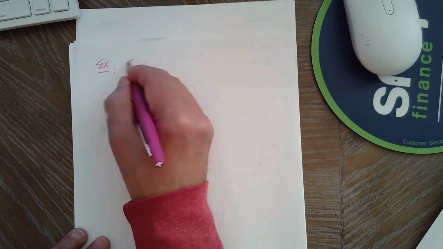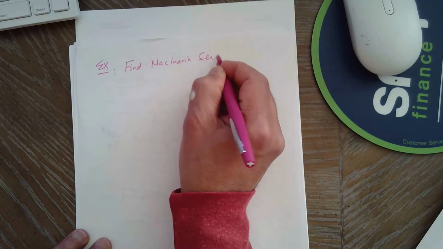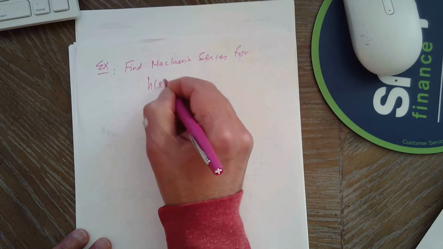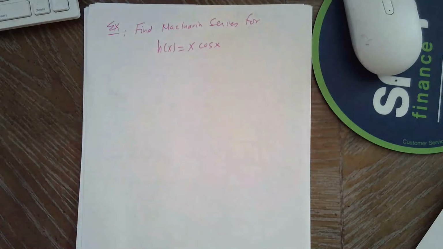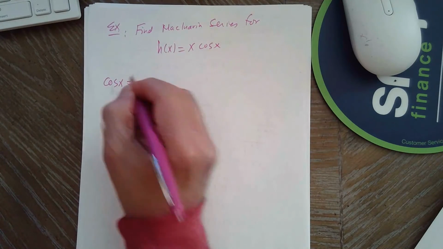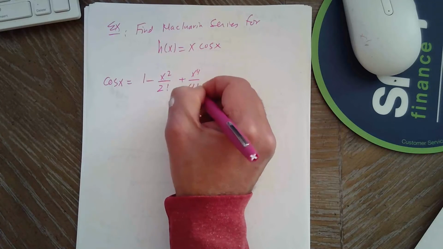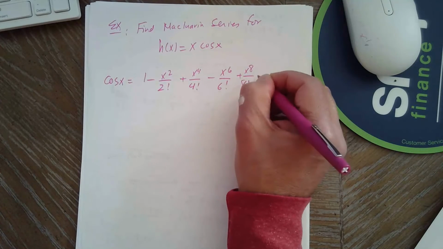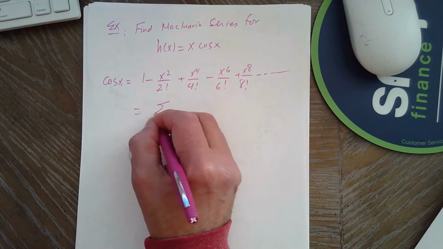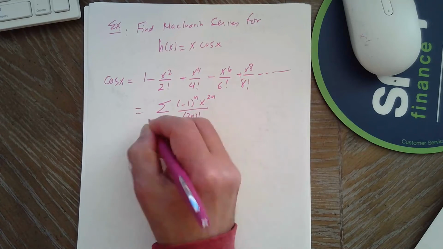Alright, so now how do we find again the Maclaurin series for h of x equals x cosine x? Well, we know the Maclaurin series for cosine x, right? Cosine is 1 minus x squared over 2 factorial plus x^4 over 4 factorial minus x^6 over 6 factorial, and so on, with sum negative 1 to the n, x to the 2n over 2n factorial from 0 to infinity.